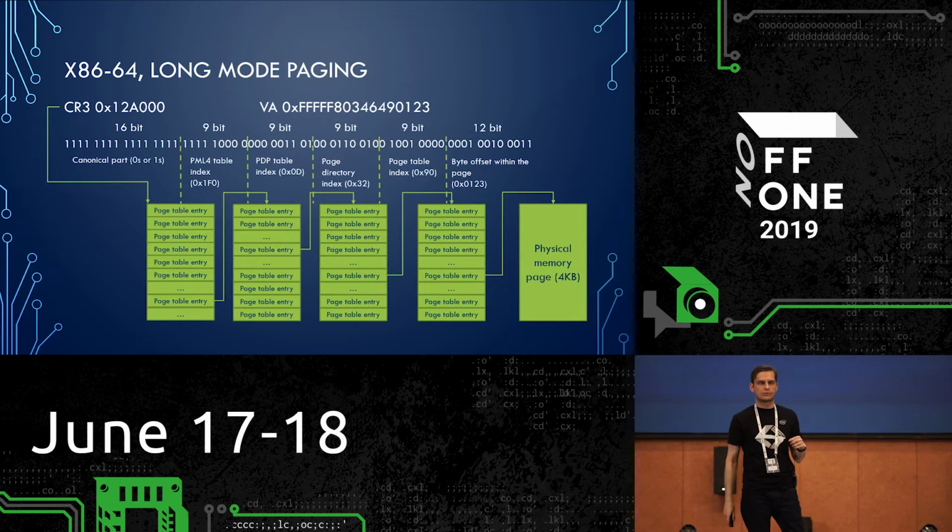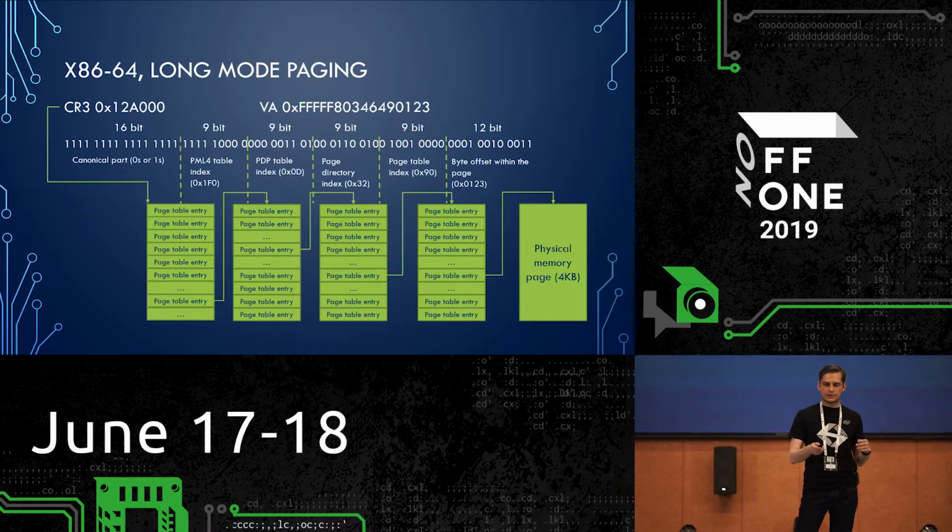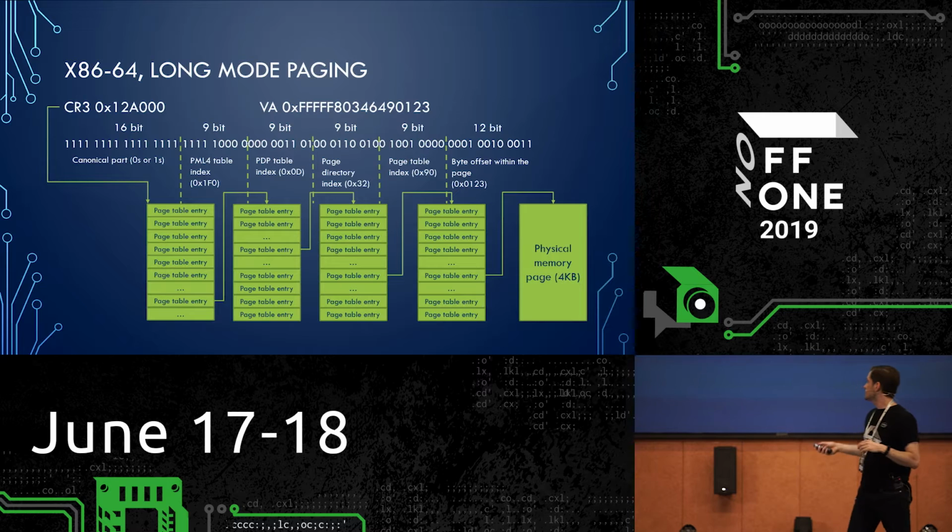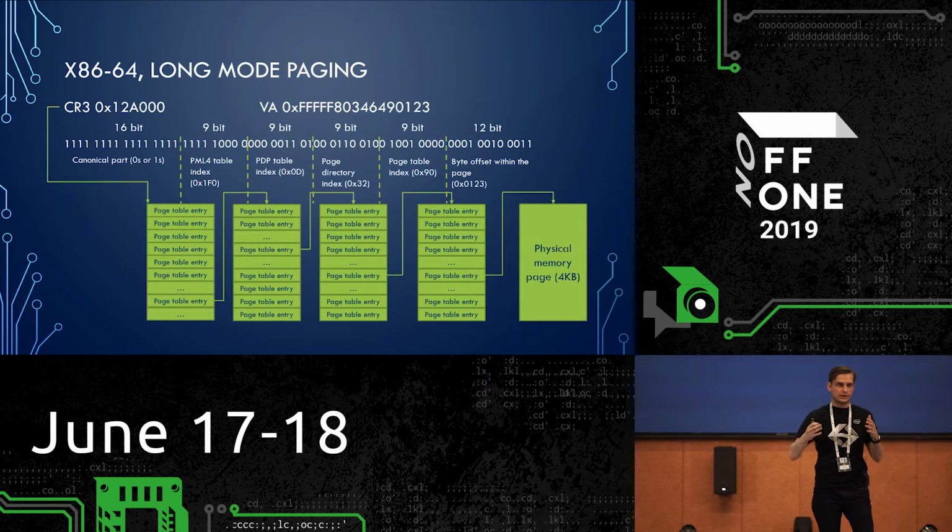It's the very table to which the CR3 register points. And this is a 9-bit number. If you render it in hexadecimal, it will be 1F0. And this 1F0 is basically the index of this table. So we find the page table entry with index 1F0, and it contains the address of the next table, which is the PDP table. And this process repeats itself 4 times in a row.